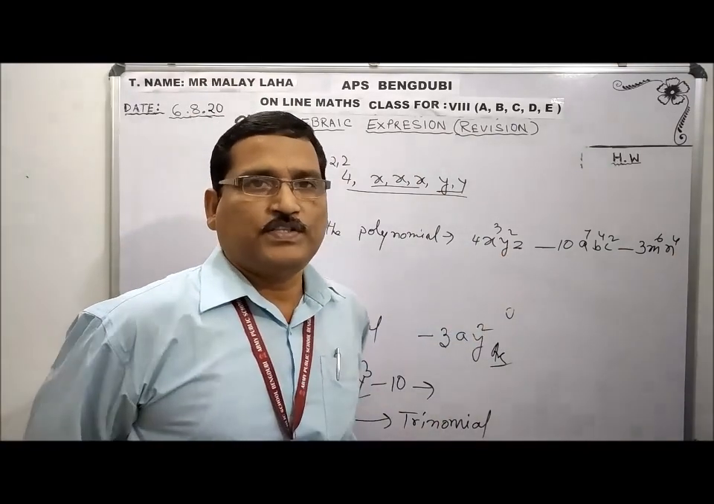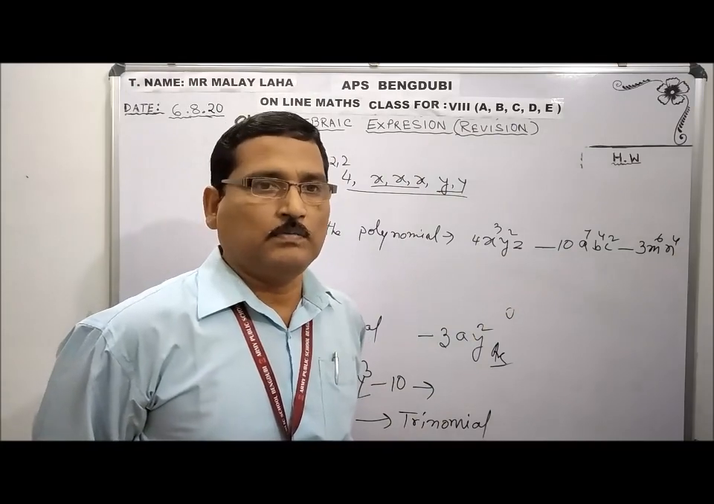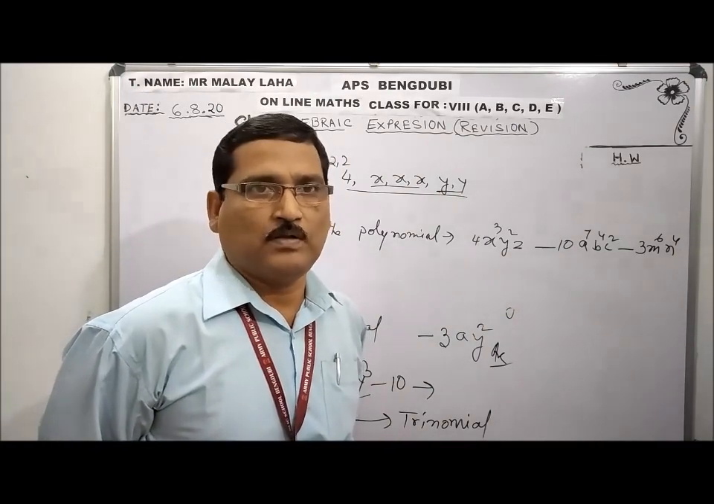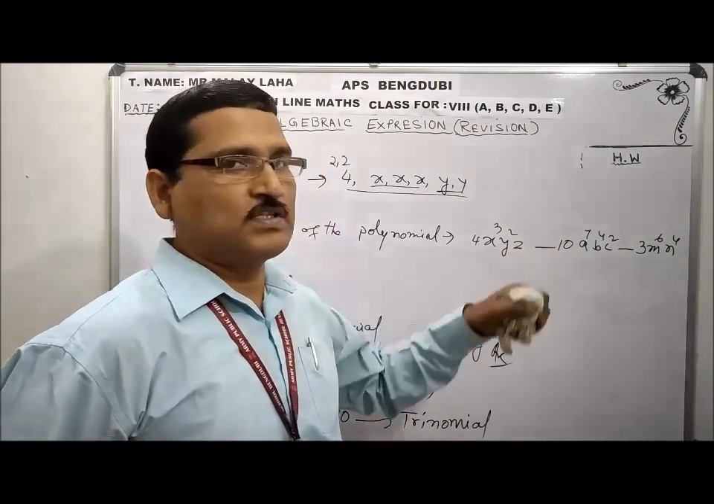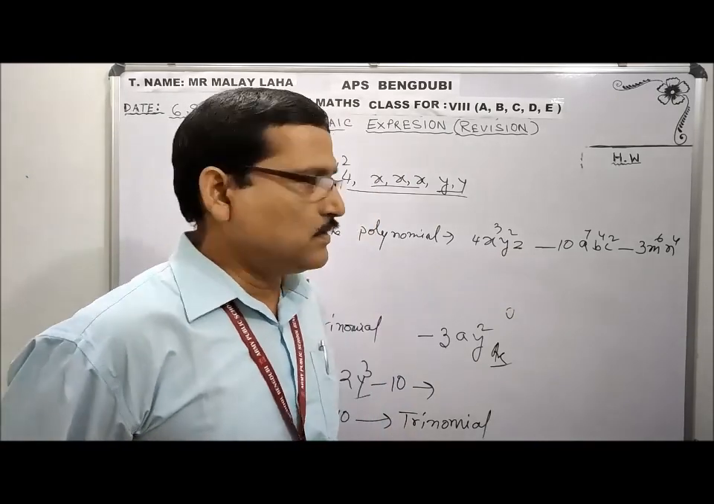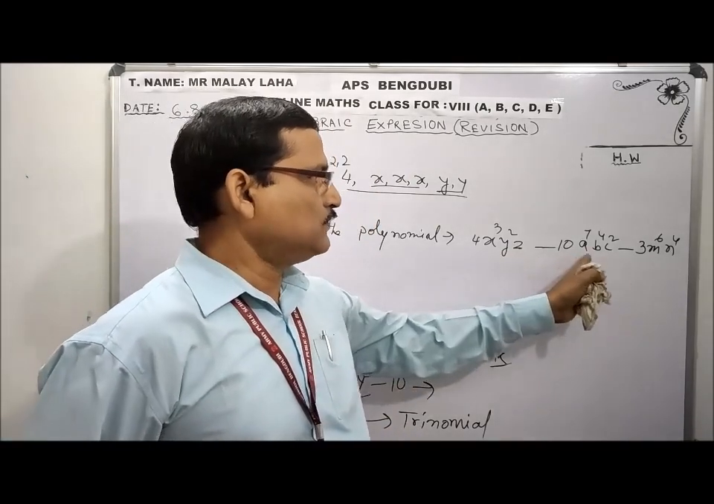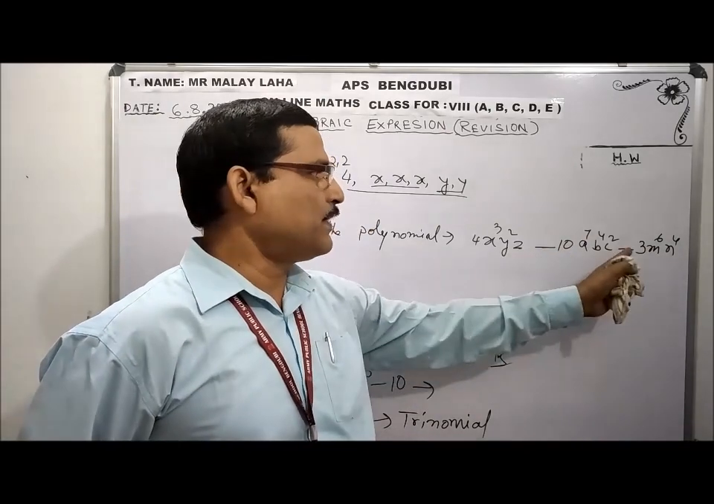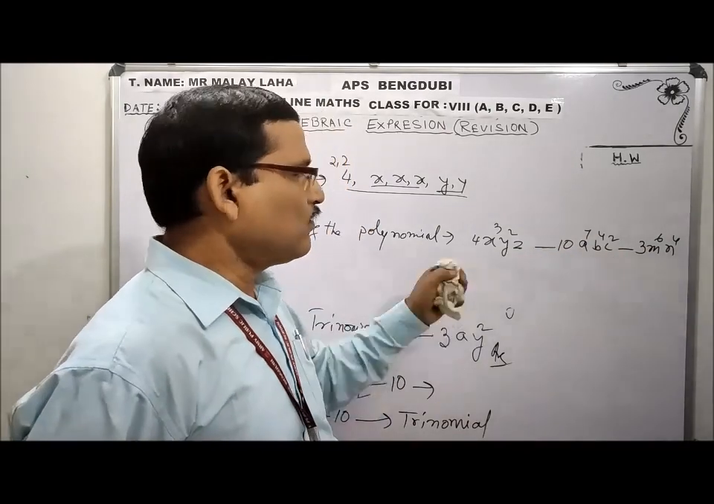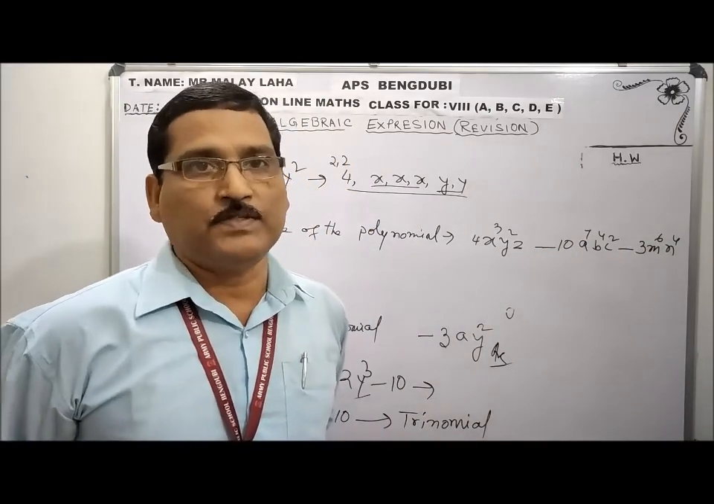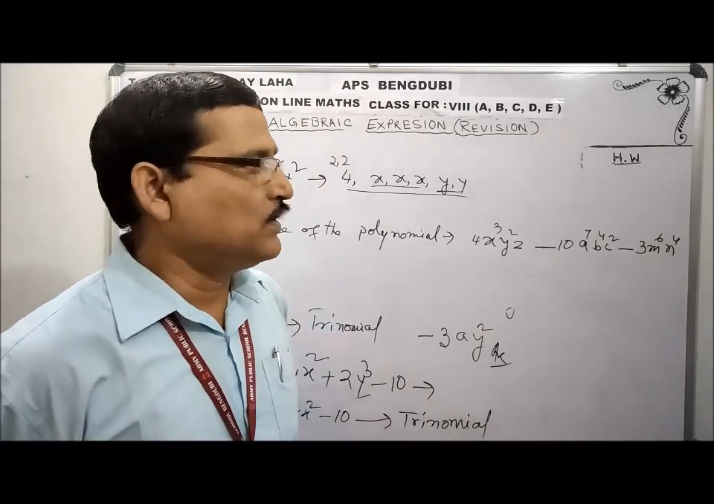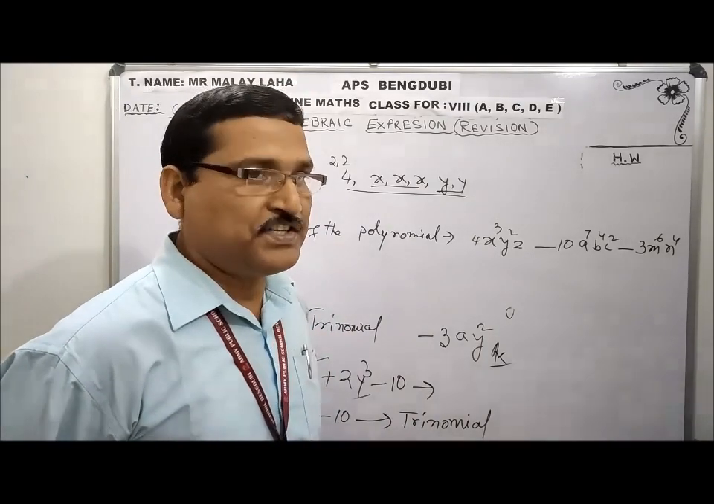Now asking you what is the degree of this expression, polynomial. Degree of the polynomial. This polynomial consists of 3 terms: 1 term, 2 terms, 3 terms separated by minus sign. Now what will be the degree of this polynomial? How to find out? Sometimes I have seen the mistake here.